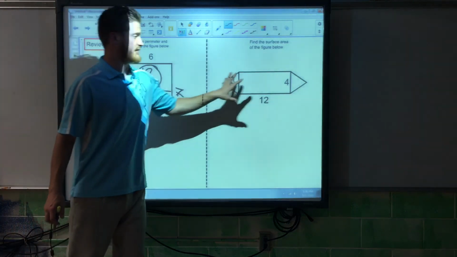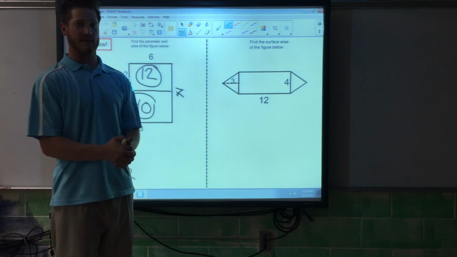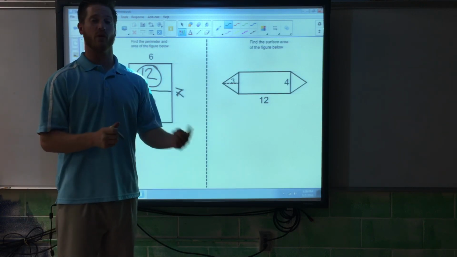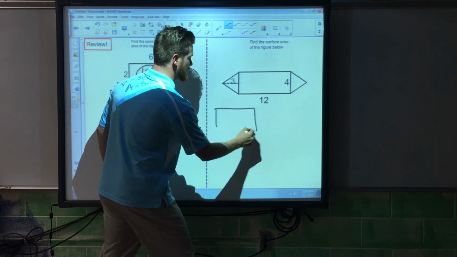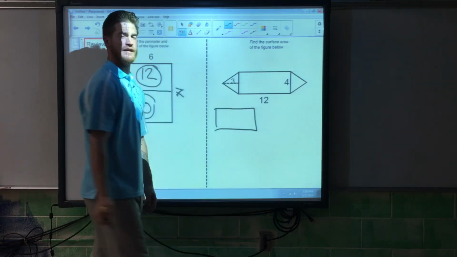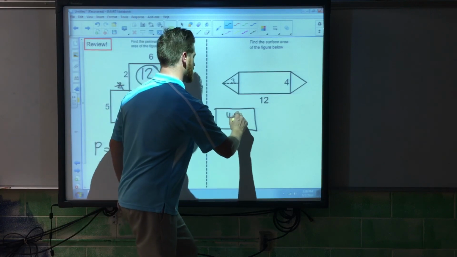Last one, find the surface area. How many total shapes do we have? It's going to be 3. We have 1 rectangle and 2 triangles. So I'm going to find the area of the rectangle first. Length times width, 12 times 4 gives me 48.